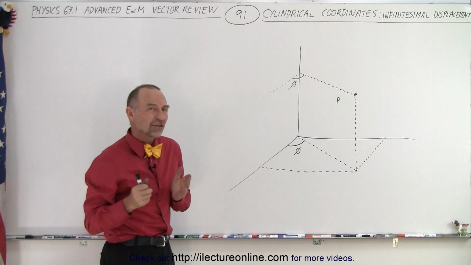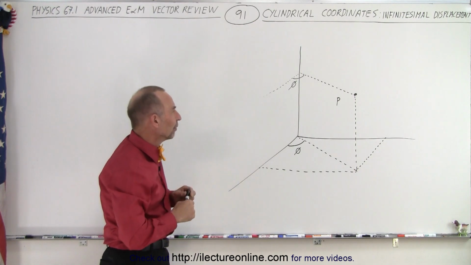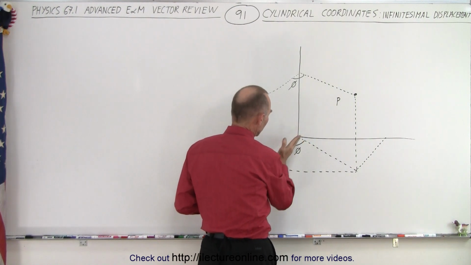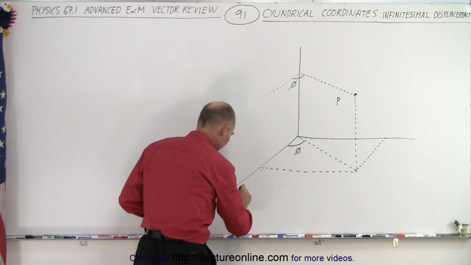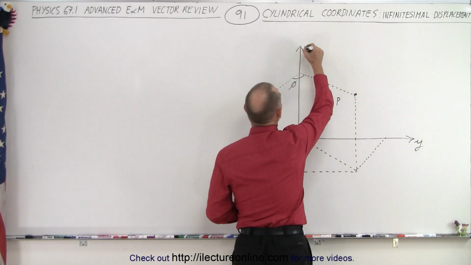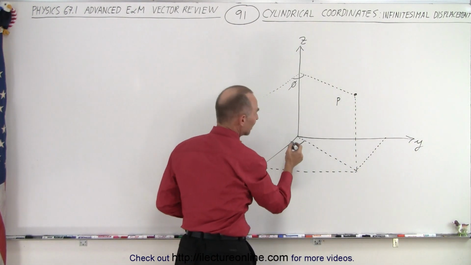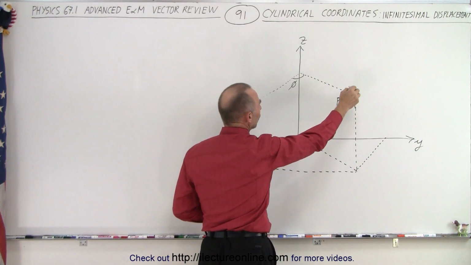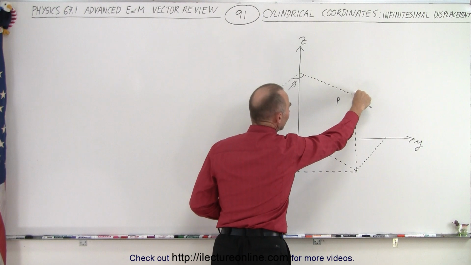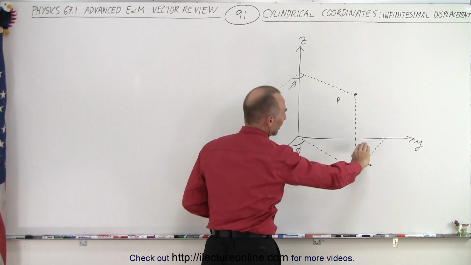So the first change, let's do it in terms of angle phi. So here we have the angle phi, which is the angle from the x-axis. I might as well label my axes. There's my x-axis, there's my y-axis, there's my z-axis. And so you can see that the line from the z-axis to the point P in space is parallel to the xy plane.